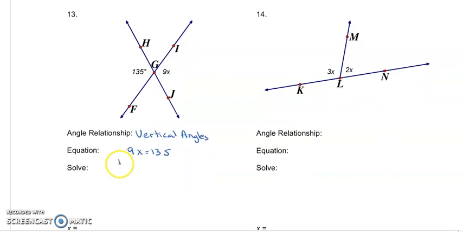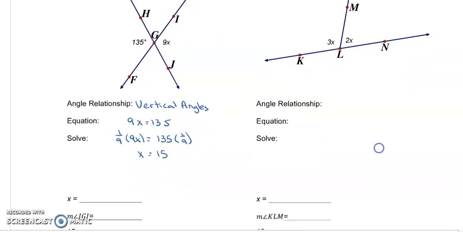So let's go ahead and solve this one together. We're going to multiply each side by the reciprocal, or we can divide by 9. So x equals 15. So down here, I'm going to fill in x equals 15 degrees, but the measurement of JGI, that's this one right here, this angle, that's 9x. So it's not 15. I have to go 15 times 9 to figure that out. That's 135 degrees.